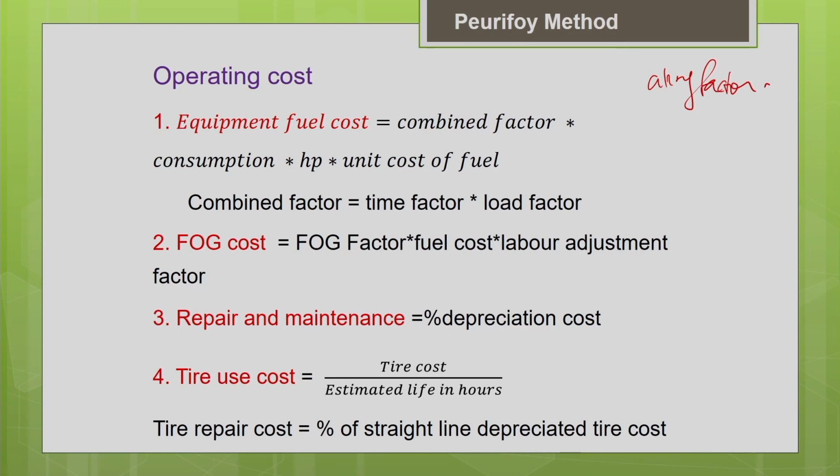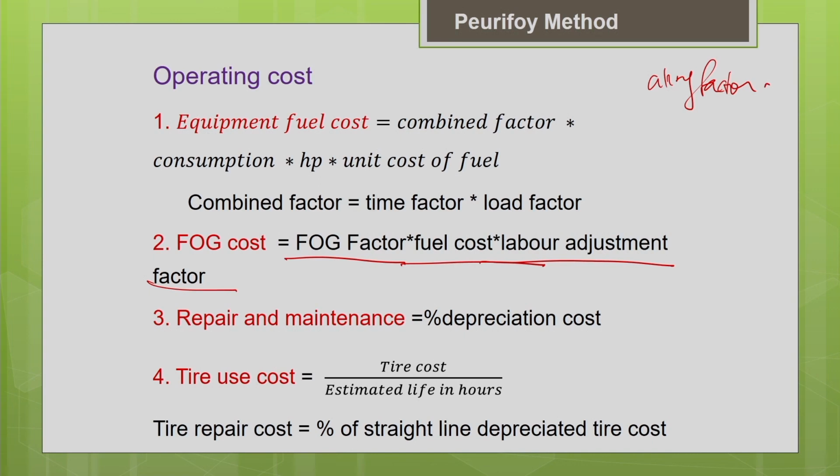The next is your other consumables, your FOG, as we discussed just now for the Caterpillar method. You can get the FOG factor as a percentage of fuel cost, and you can multiply it by the labor adjustment factor. This labor adjustment factor will vary from region to region depending upon the skill of the labor, which is also going to affect your operating cost significantly.